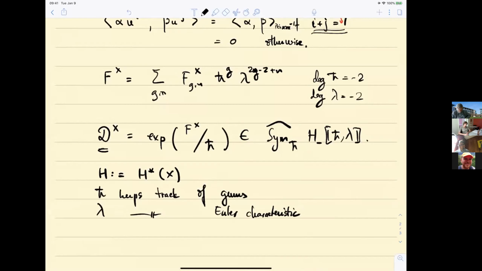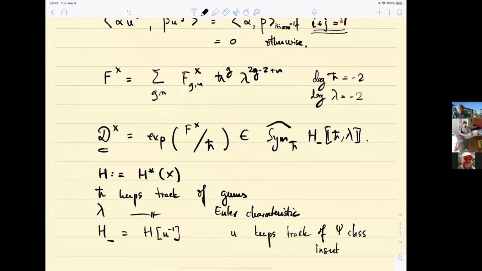And H minus is this H adjoined U inverse for another formal variable U, which keeps track of psi class insertions. And if you don't know what psi class insertions or Gromov-Witten theory is, you should not worry too much, because this will be just a motivation for what we're doing in the future.